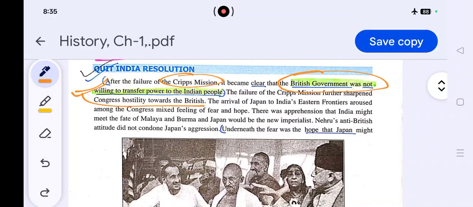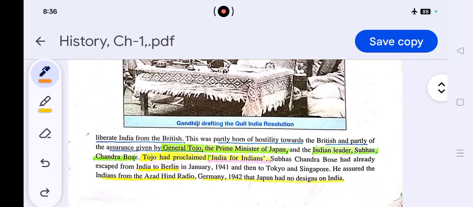The arrival of Japan at India's eastern frontier aroused among the Congress mixed feelings of fear and hope. Why mixed feelings? Because the arrival of Japan could mean an attack on India, which refers to fear, and also if Japan would win over the British, then India would get independence. So it was a mixture of hope and fear. There were apprehensions that India might meet the fate of Malaya and Burma, and Japan would be the new imperialist. Nehru's anti-British attitude did not condemn Japan's aggression. Underneath the fear was the hope that Japan might liberate India from the British.